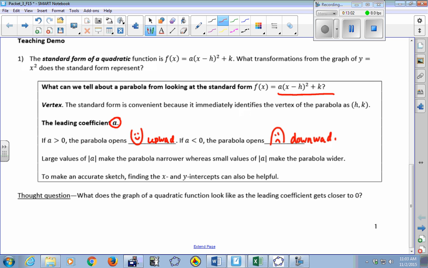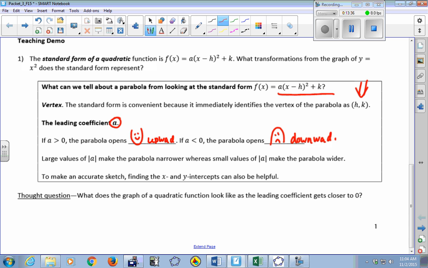From this form of your parabola, you can identify your vertex immediately. That's why it's useful. If a in absolute value, because remember, a could be positive or negative, is a big number, whether it's opening up or opening down, then your parabola is going to become very narrow because it's being vertically stretched upward or downward. If a is a fraction between 0 and 1 in absolute value, then it's a vertical shrink, which is making the parabola wider and wider.